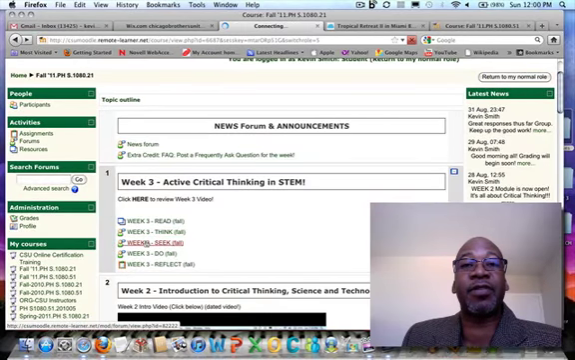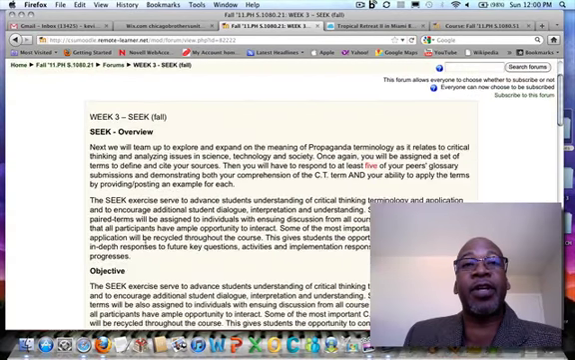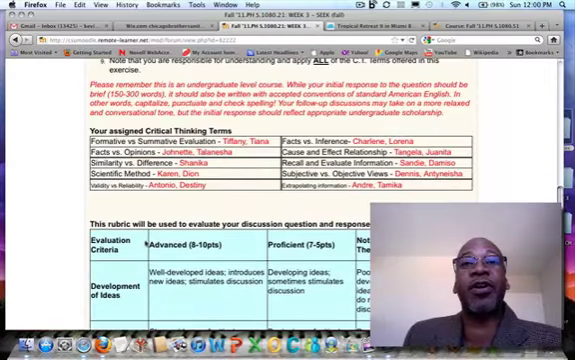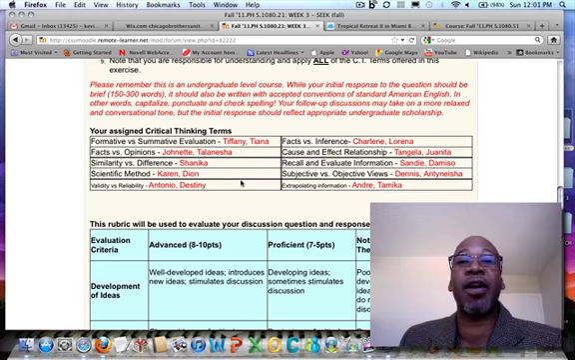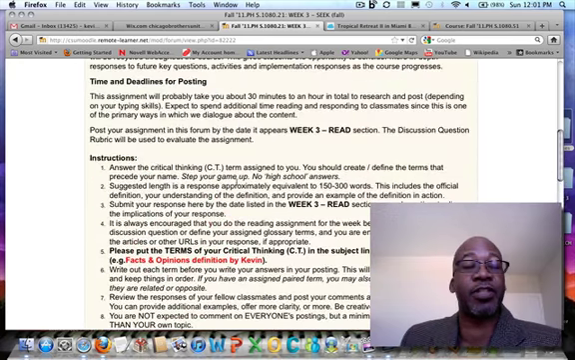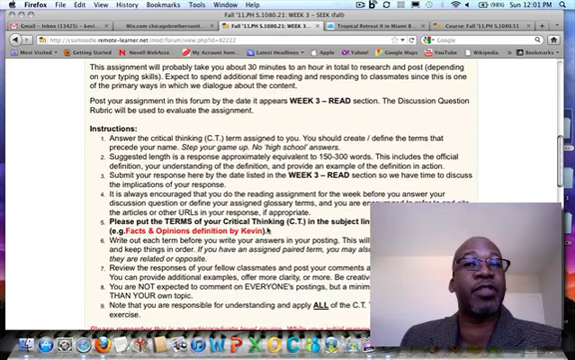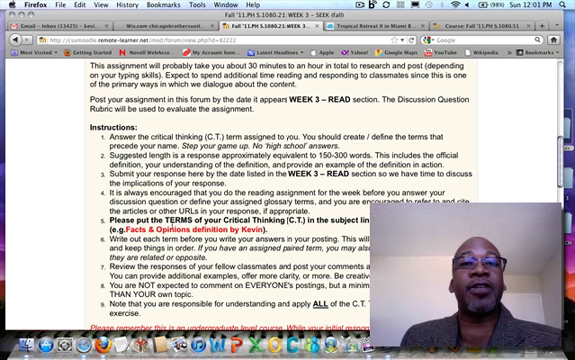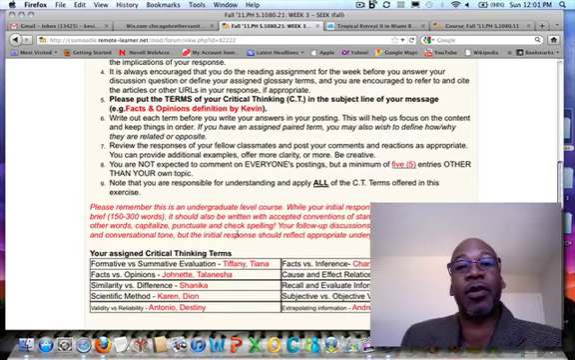The seek assignment is also very similar. I assigned everyone a particular term to do research on, to explain, give examples, however you want to do it. So here are the instructions for that. And again, follow the instructions in order to post your answer. Here's an example of how we'll look to see your post. In your subject line, if you're assigned to the facts and opinion definition by Kevin, then that's what I want to see in the subject line. And then, of course, you would go ahead and answer it.